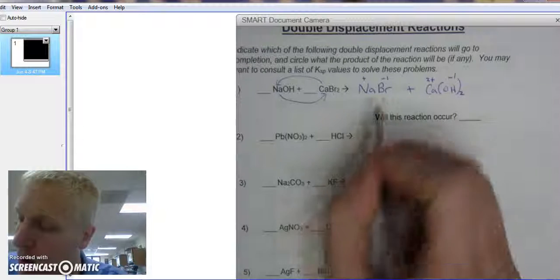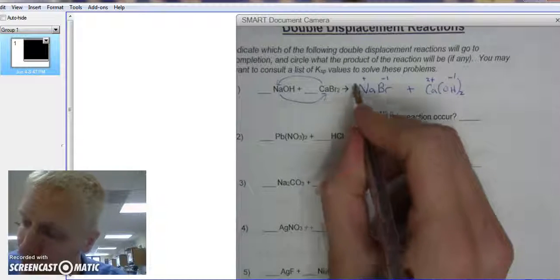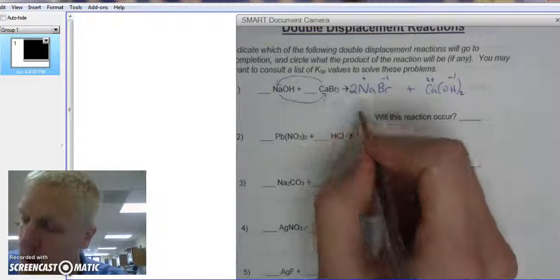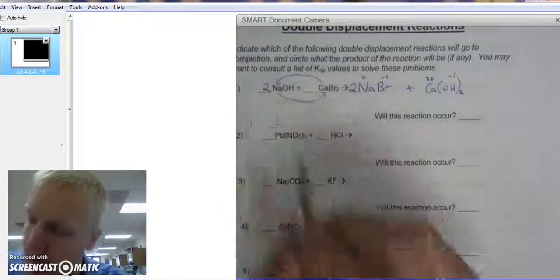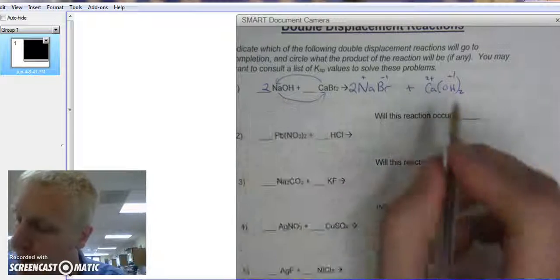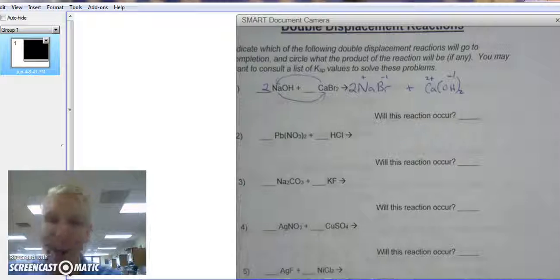Sodium is 1, 1. Bromine is 1, 2, so we need a 2 right there. 2 bromines, 2 bromines. That means we have 2 sodiums, so we're going to have to put a 2 right there. 2 OHs, 2 OHs, and it is balanced.